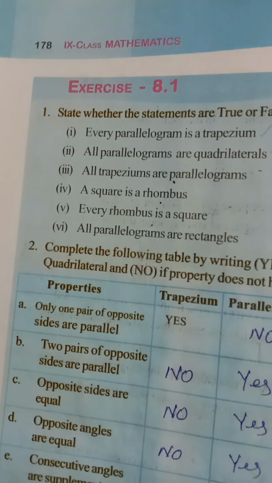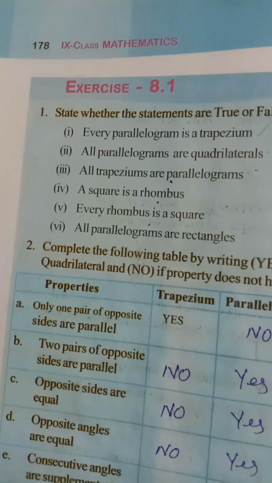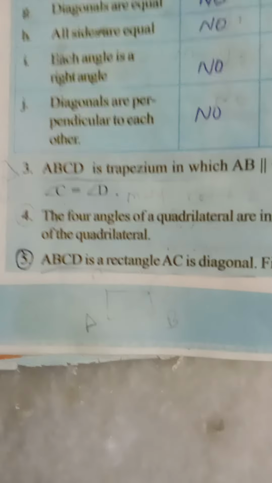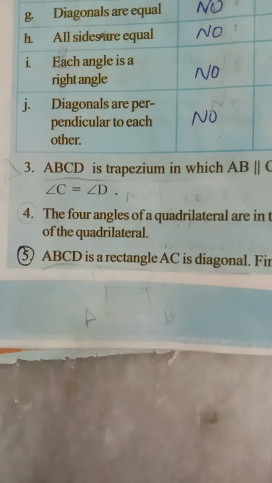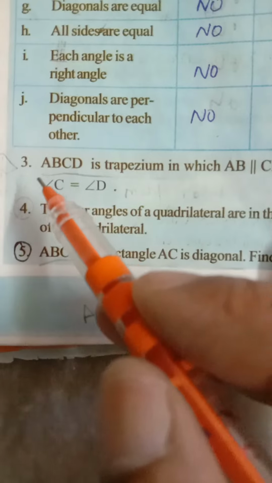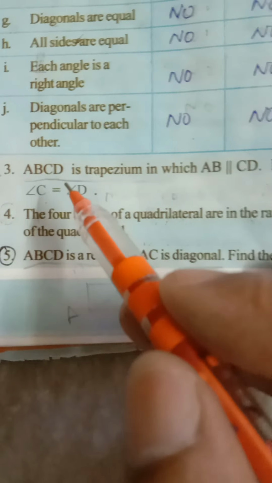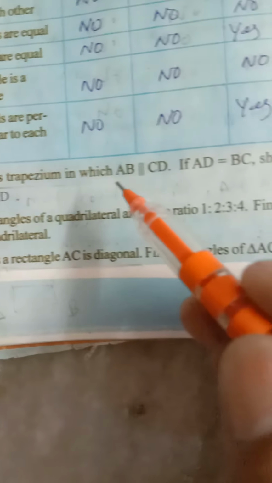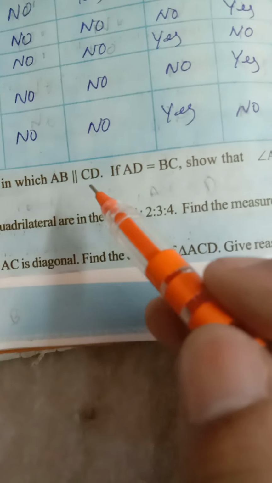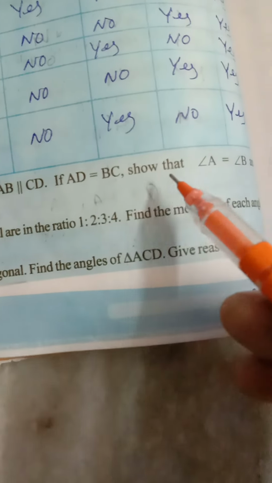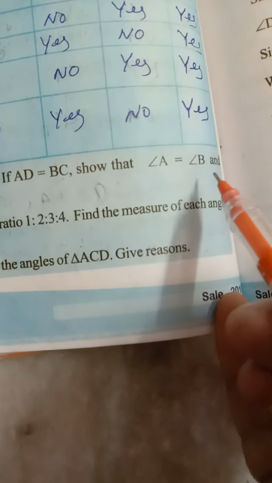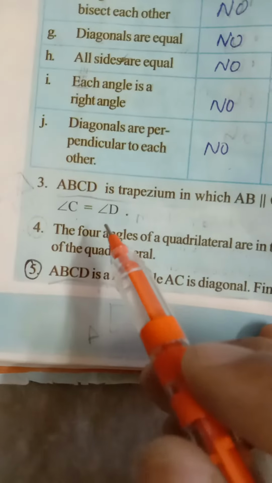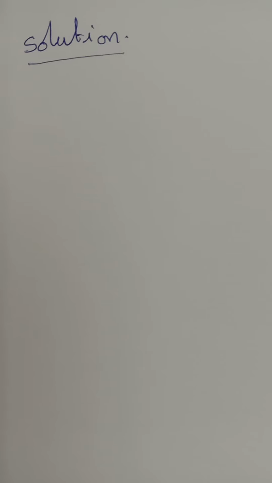Ninth class mathematics, chapter 8, quadrilaterals, exercise 8.1. Exercise 8.1, question number 3. ABCD is a trapezium in which AB is parallel to CD and AD is equal to BC. Show that angle A is equal to angle B and angle C is equal to angle D.